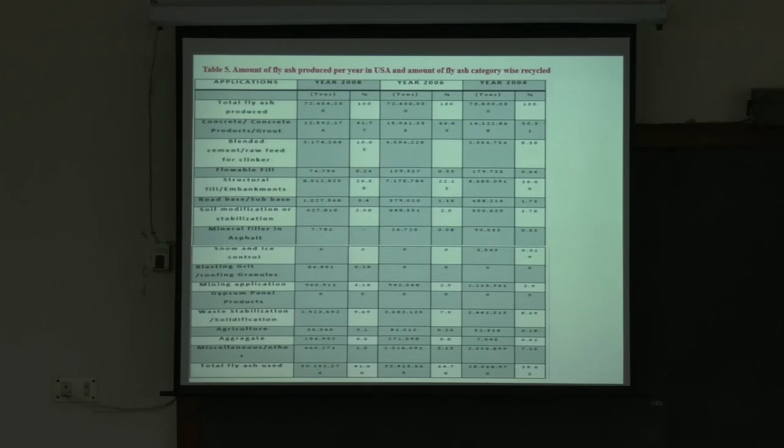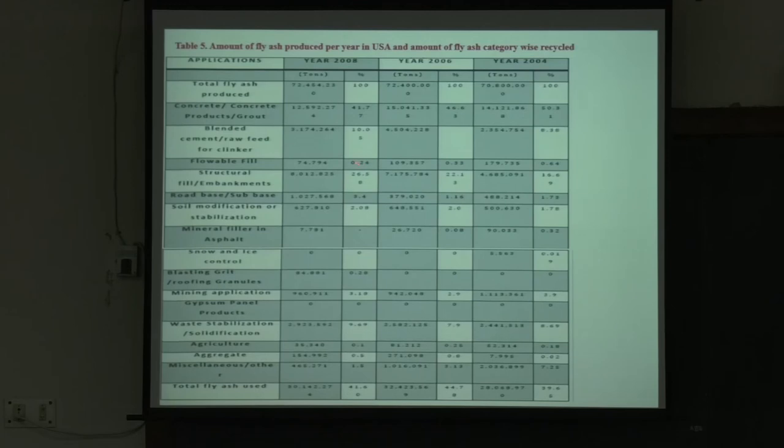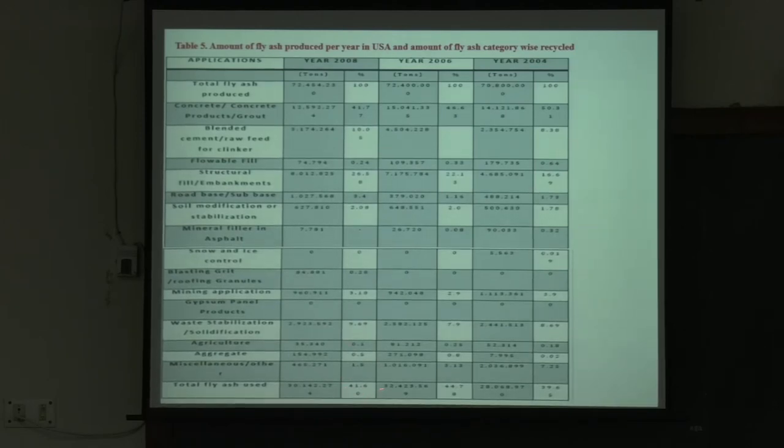This is a table. Amount of fly ash produced per year, say from 2004, these are the published ones. And then this is the total fly ash, let's say 100%, and then concrete products, 41%, blended cement and so on. So this is what is given from 2008. And this analysis is going on, maybe after a few years we'll know what happened in 2010 and 2012. But this gives an indication that the total fly ash use is 41.6%. So these tables are quite important.